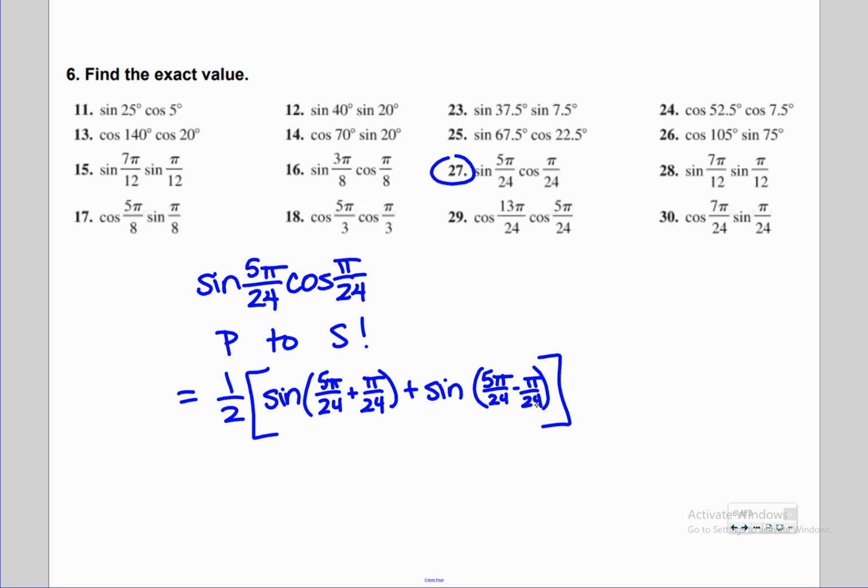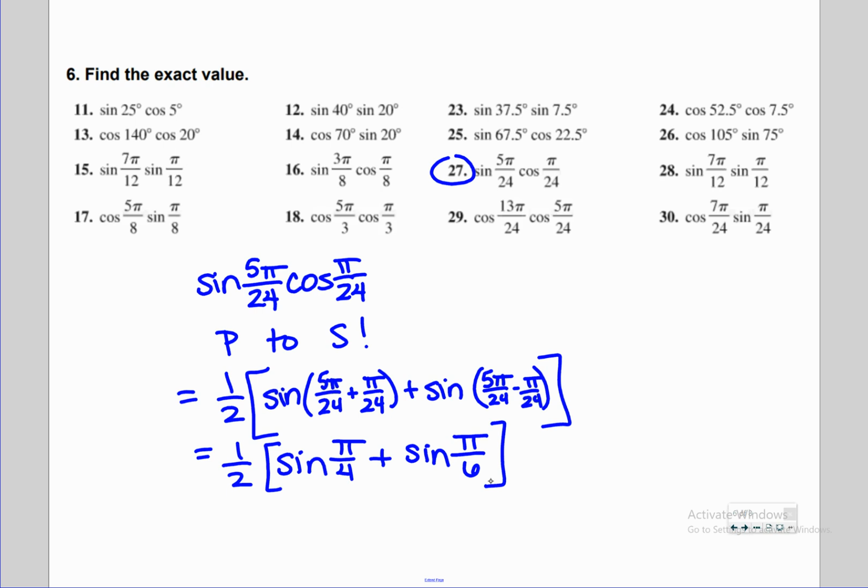What's 5 pi over 24 plus pi over 24? 6 pi over 24, which reduces to pi over 4. Then I have 5 pi over 24 minus pi over 24. What does that give me? It gives me 4 pi over 24, and that reduces to pi over 6. And now you know you're doing this right because we're getting unit circle values.